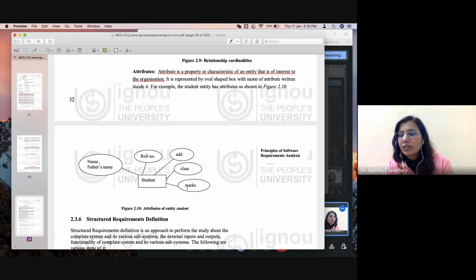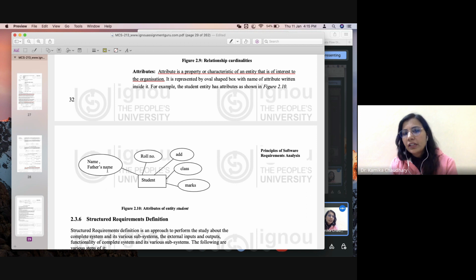Student can have marks. Student belongs to a particular class. Student can have an address. Student can have a roll number. Student can have his own name. Student can also have a father's name. Student can also have a phone number. Student can also have a sibling, right? So all these are the attributes of the student.